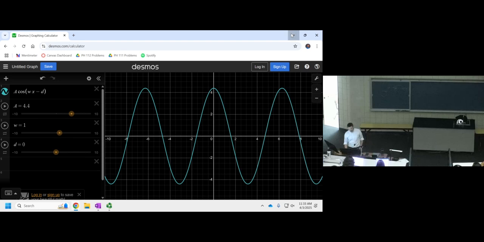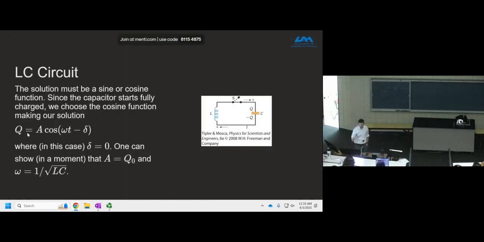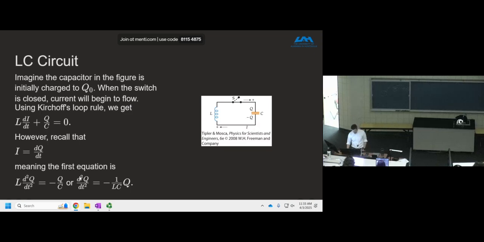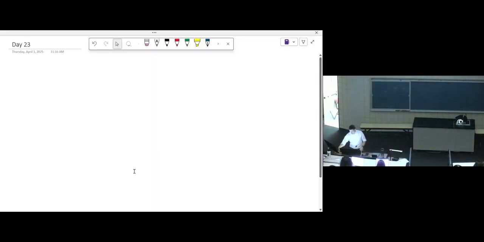So let's go in and take a look at this one more time and prove to ourselves that this is a valid solution to the differential equation. The differential equation, if we go back one term, was d squared q over dt squared equals minus 1 over LC times q.